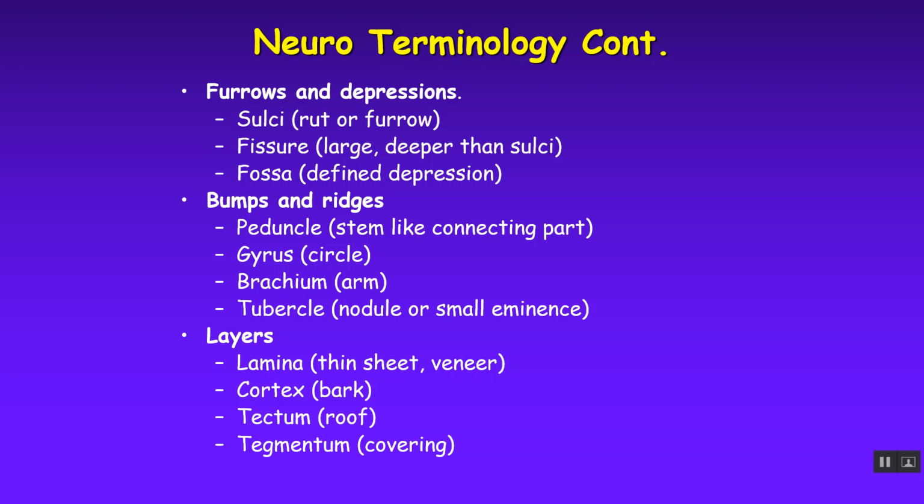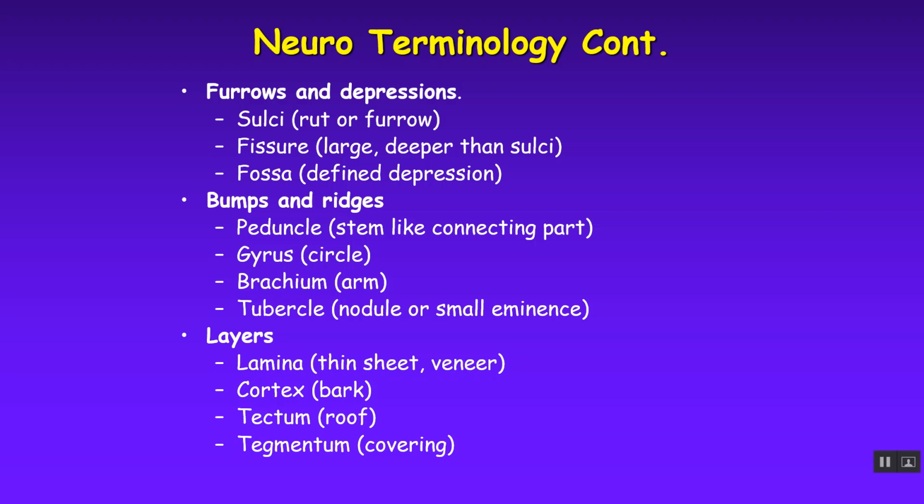These are the gyruses, the actual rounded bumps. A brachium, we have a brachium of the inferior colliculus and so on, but that's another thing. It's just a bump on the outside of the nervous system. A tubercle, just like a tubercle on a bone. We have tubercles on our nervous system. There's little small nodules or small eminences. And then we have layers within the nervous system.